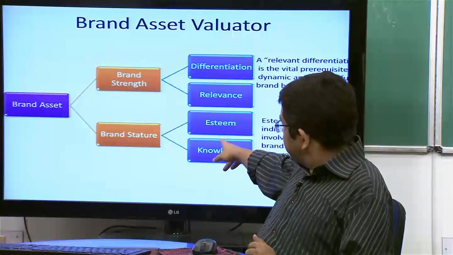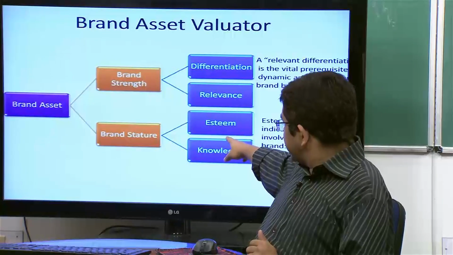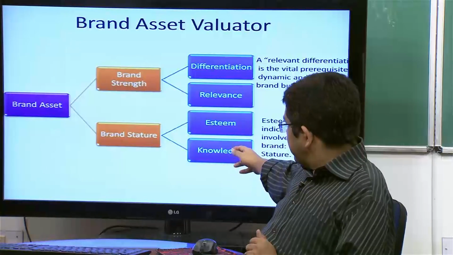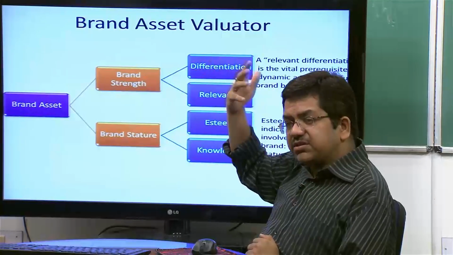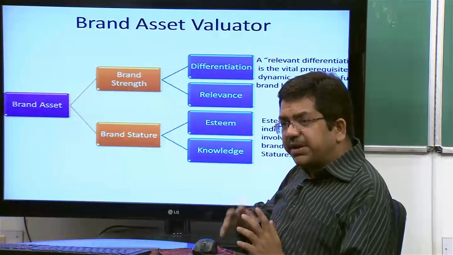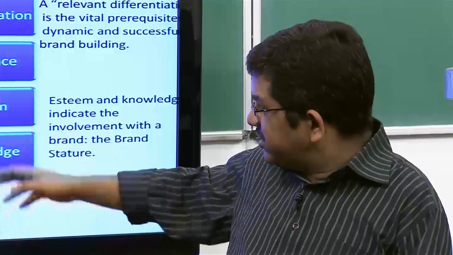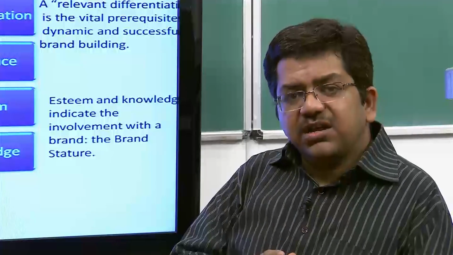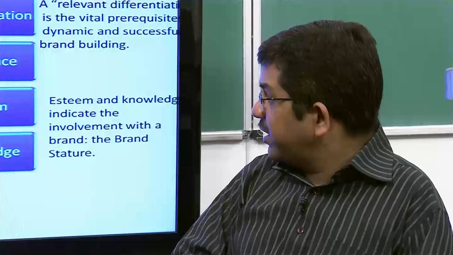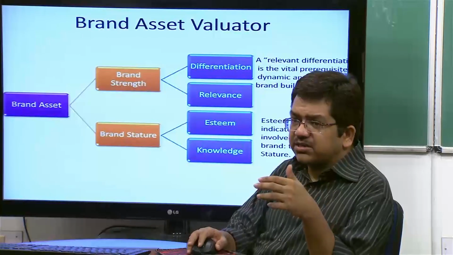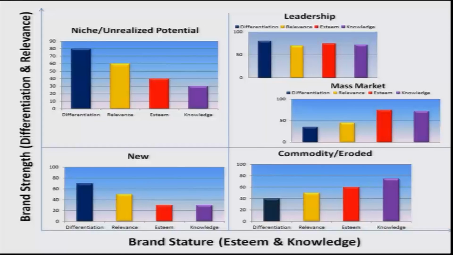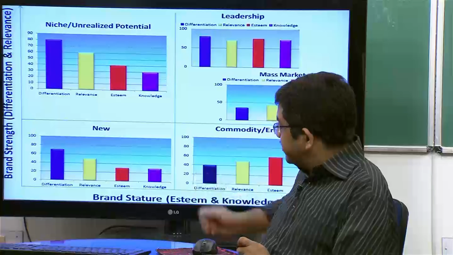And then you have the brand stature. Now this brand stature has two sub dimensions, esteem and knowledge. Esteem is about how the customer perceives you, I mean what sort of respect, or certain kind of feelings, come to mind. And knowledge is the information that you hold about that particular brand. Now you will see that when we look into brand strength and brand stature, we can map brands on a two dimensional map, and any brand can be placed on this two dimensional map.